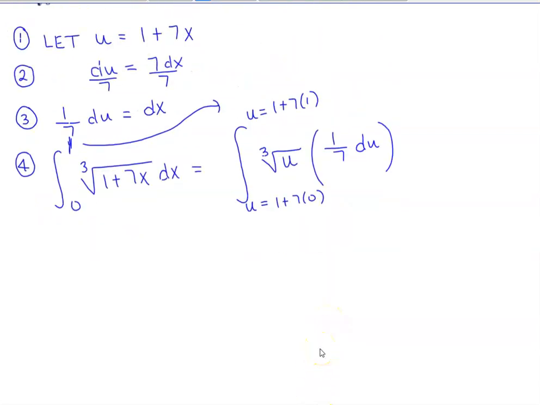So let's go ahead and do that. So we're going to factor out the constant, which is 1/7. And our upper limit is 1 plus 7 times 1, which is going to give us 8. And the lower bound is going to be 1 plus 7 times 0, which is 1. And then this is the cube root of u. So we're going to rewrite this so that it states u to the 1/3 power du.